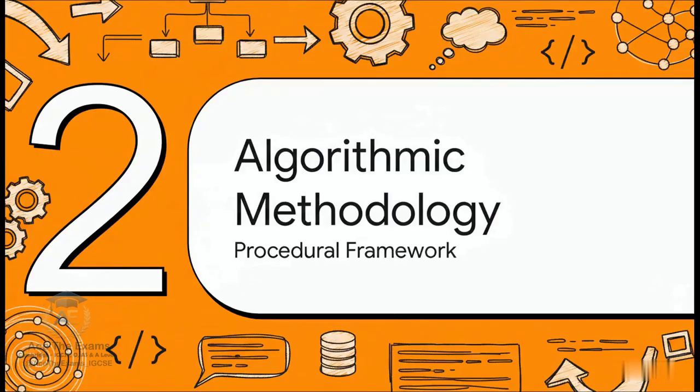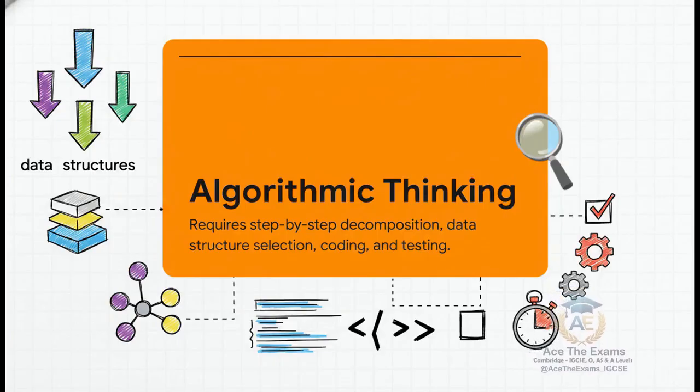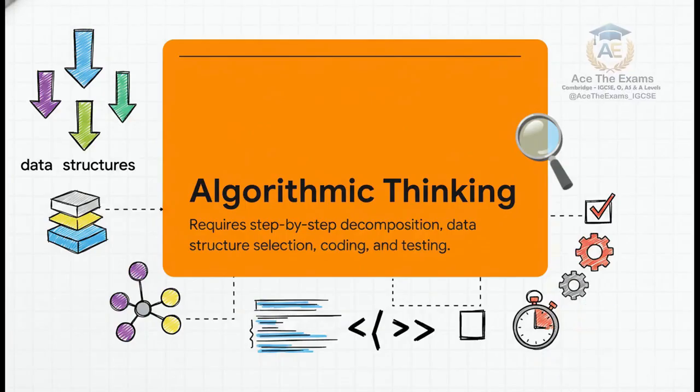Let's move into Section 2, Algorithmic Methodology and the Procedural Framework. You simply cannot bypass algorithmic thinking. It is the absolute engine driving your success when processing array data. As defined here, algorithmic thinking requires step-by-step decomposition, selecting the appropriate data structures, ensuring efficient code implementation, and applying rigorous testing. But before you can do any of that, you have to decode the command words in the question.